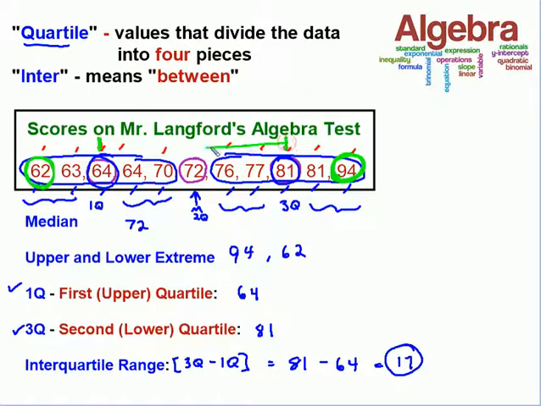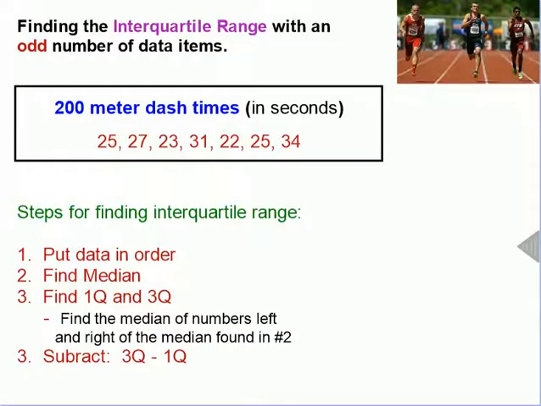The distance between these is the interquartile range, the difference between these two. Now our rules are slightly different depending on whether we're finding the interquartile range with an even number or an odd number. In this case, let's look at one with an odd number of data items. Here we have 1, 2, 3, 4, 5, 6, 7 data items. Here are our steps for finding the interquartile range.